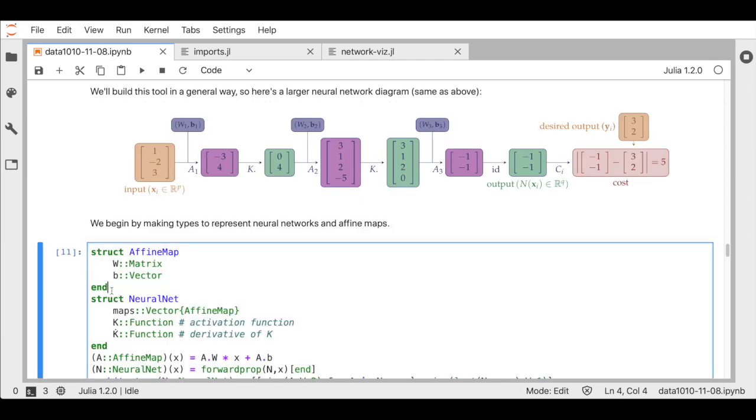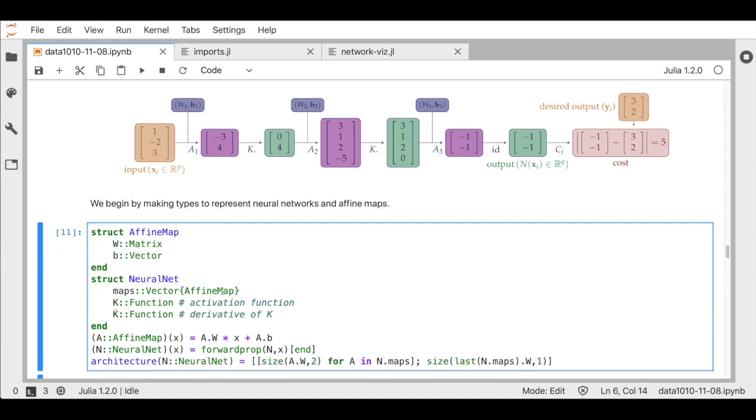So we're going to start by giving ourselves an affine map struct, which represents an affine map in the picture, one of these A's. And it's going to consist of a matrix W and a vector B. And a neural network will consist of a sequence of those affine maps, so a vector of affine maps, as well as an activation function. And just because the function is so easy to differentiate in this case, we're going to have the user differentiate it and supply that information as well.